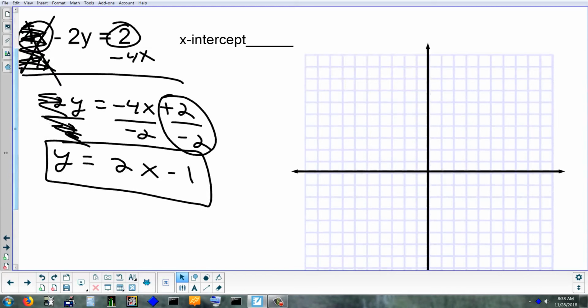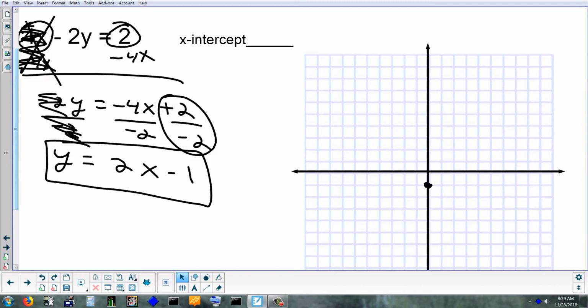How do I graph it? Nate, I haven't heard from you today. How do I graph it? Don't you put a dot on negative 1? And how do I get to negative 1? You go down 1. Yes. So, the y-intercept. Okay, so we got our y-intercept.